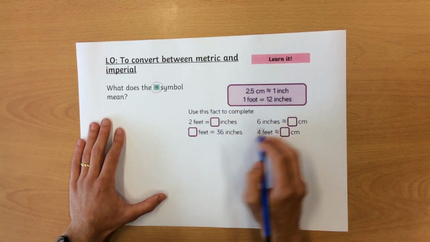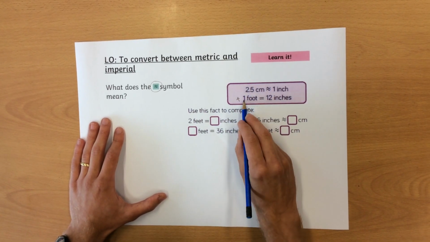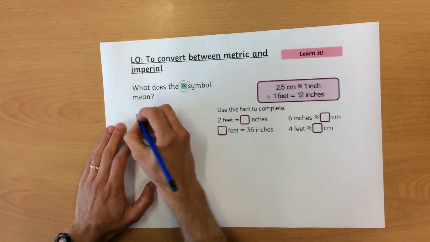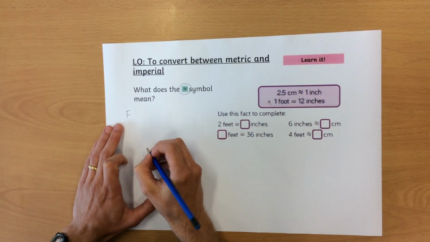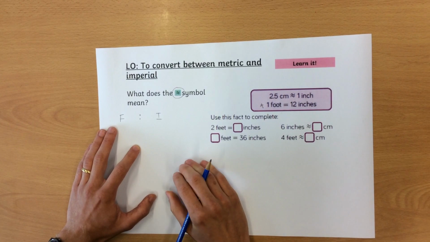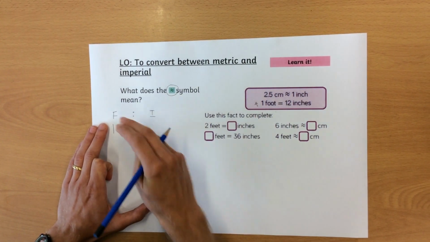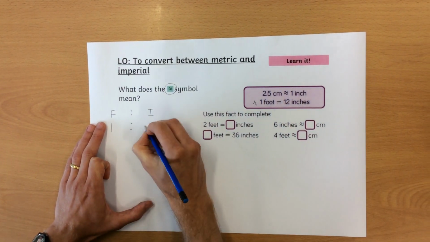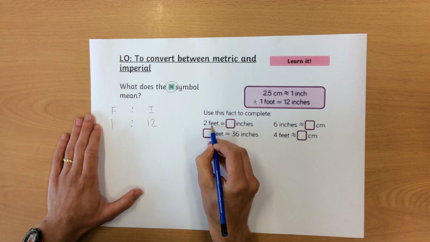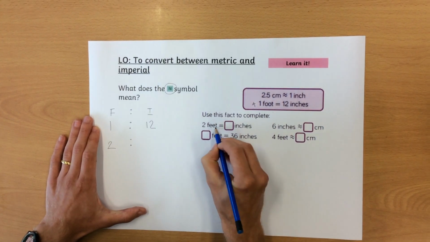So for this calculation, I'm going to be focusing on this fact: 1 foot equals 12 inches. And I'm going to be using ratios, just like I did yesterday. To help with my ratios, I'm going to put a capital F for feet, and then an I for inches, and I'm converting all these into ratios. So looking at my fact, it's 1 foot to 12 inches. The information I already have is 2 feet, so I'm going to put in 2, put my ratio symbol in. 2 feet equals how many inches?